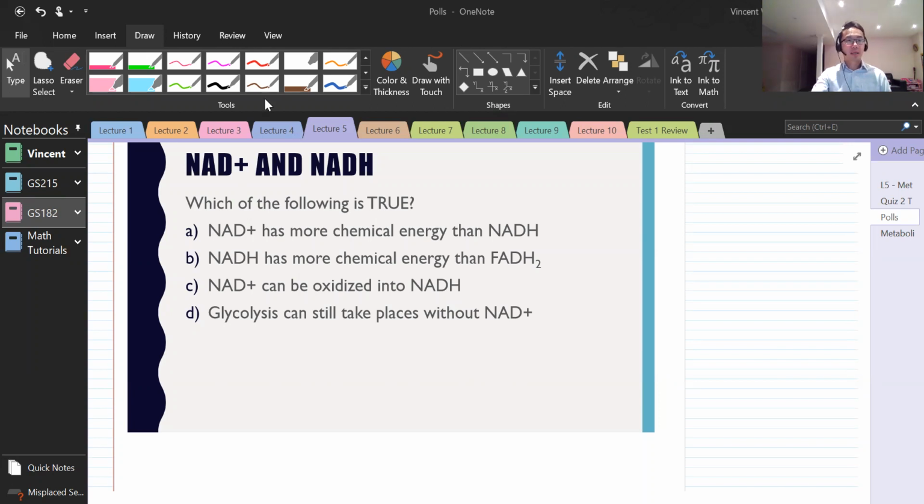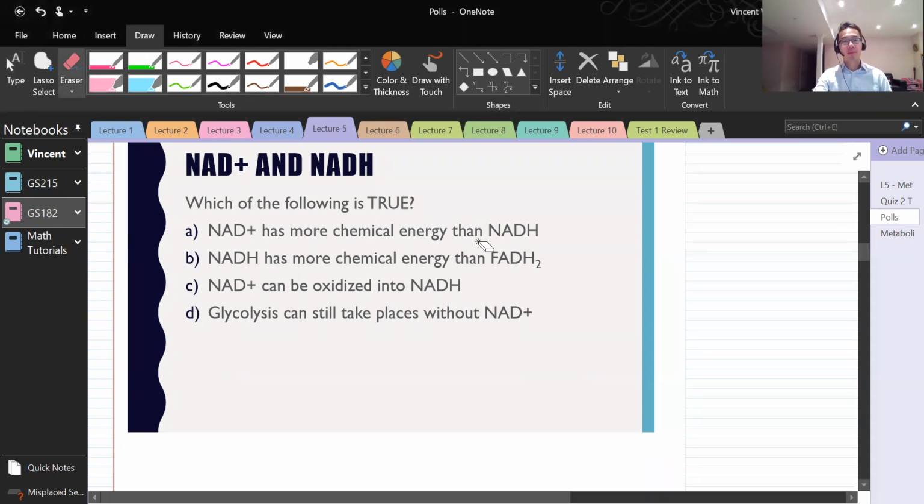Okay, so first one, NAD plus has more chemical energy than NADH. That's not true. After NAD plus picks up the electron, it gets more energy. So NADH has more energy, and NAD plus should be less. NADH has more chemical energy than FADH2. Yes, we talked about this. NADH has enough energy to make up to 3 ATP, whereas FADH2 can make only up to 2.